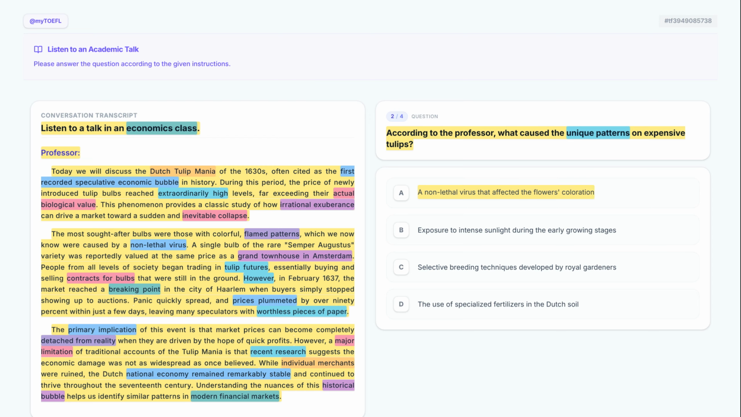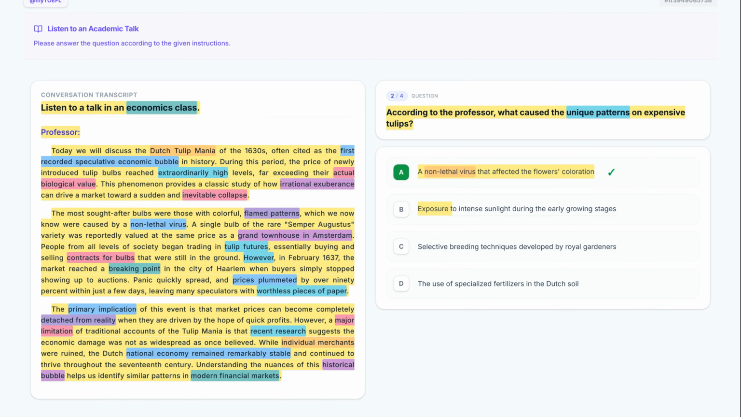This is the correct choice because the professor explicitly stated the patterns were caused by a non-lethal virus. Now let's check what option B suggests: exposure to intense sunlight during the early growing stages. The lecture never mentions intense sunlight as a factor, so this is an unsupported detail.